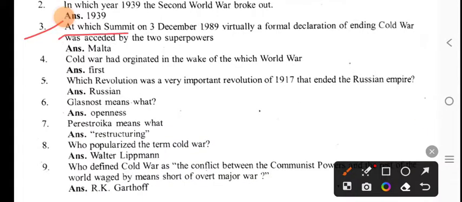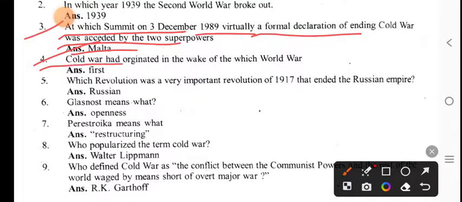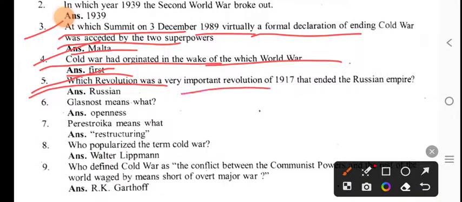At which summit on 3 December 1989 was virtually a formal declaration of the end of the Cold War asserted by the two superpowers? The Malta Summit. The Cold War originated in the wake of which World War? The First World War. Which 1917 revolution ended the Russian Empire? The Russian Revolution.